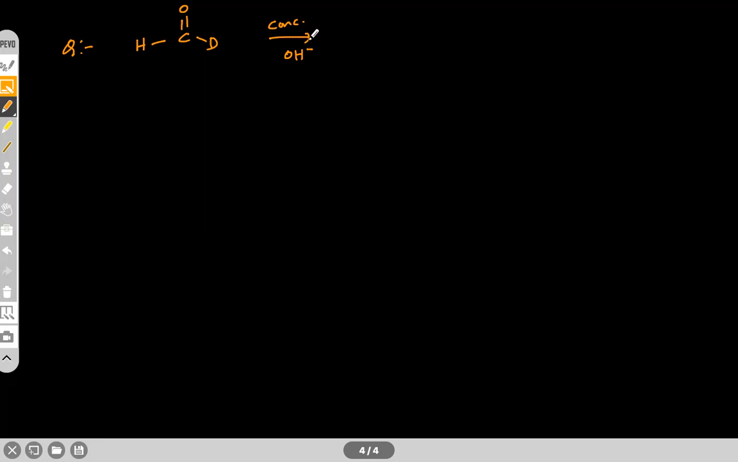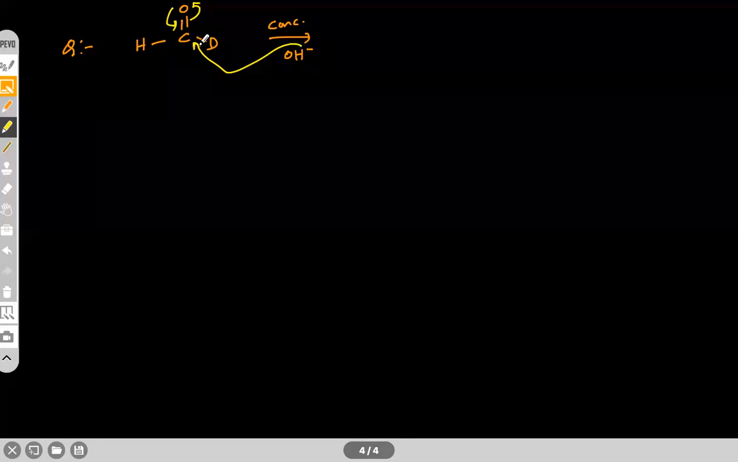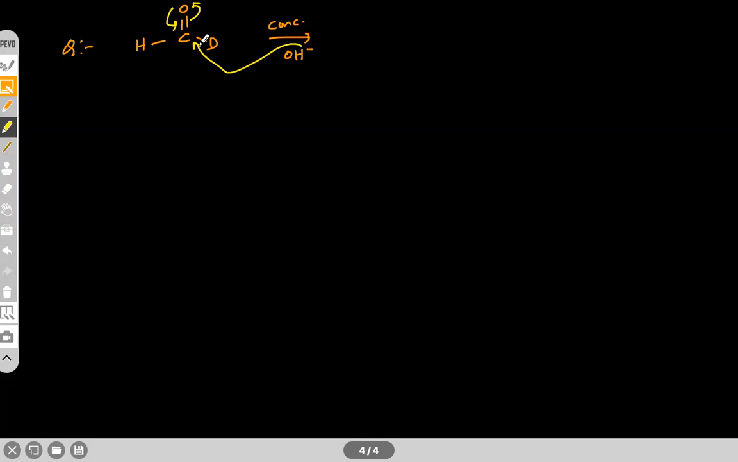I think it should be... See what happens. Look at the mechanism first of all. What happens if I briefly explain the mechanism to you? This OH minus comes over here. This pi electron goes up, and when this comes back, then one of these bonds breaks, right? Carbon hydrogen or carbon deuterium. So which bond is easier to break?